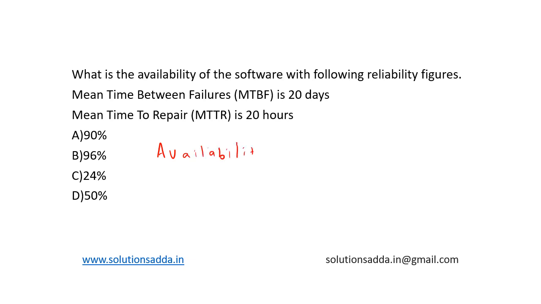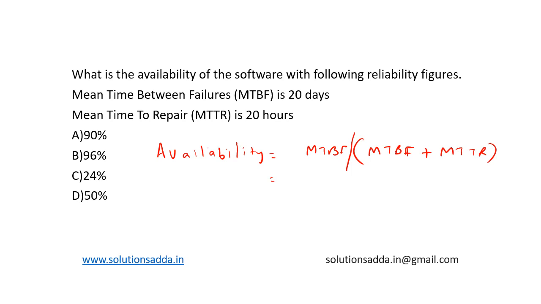That is, mean time between failures divided by mean time between failures plus mean time to repair. So we have mean time between failures in days and mean time to repair in hours.